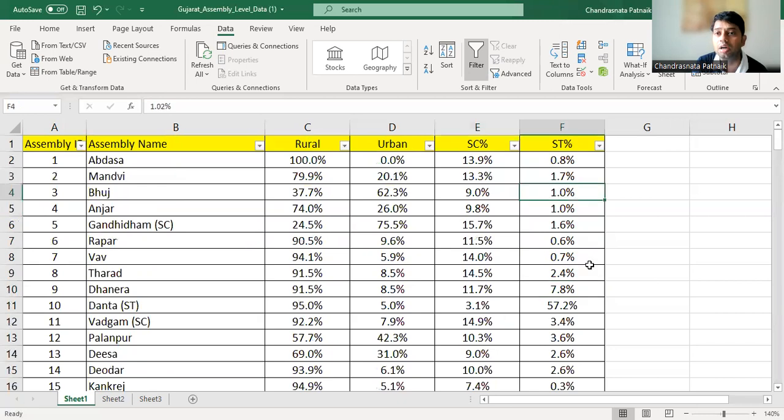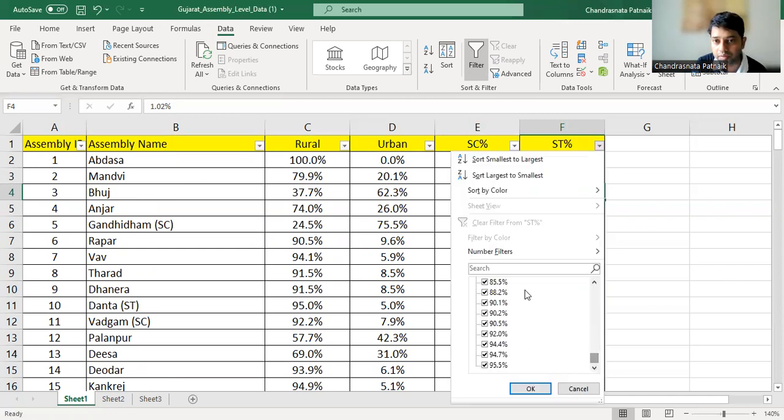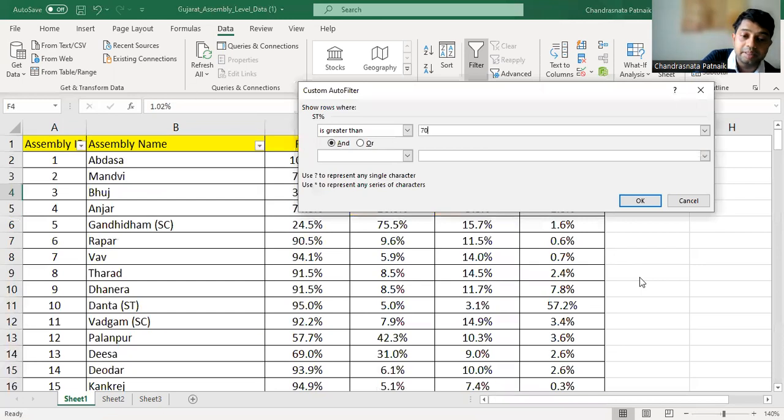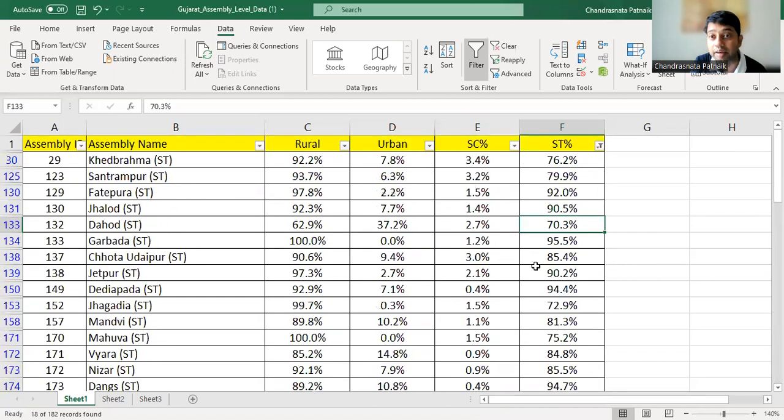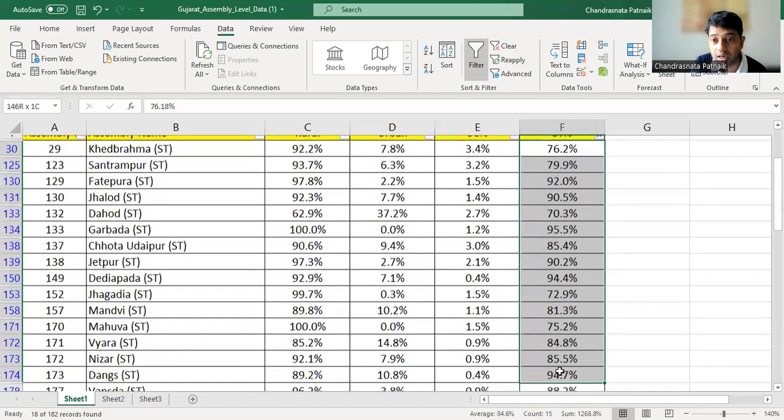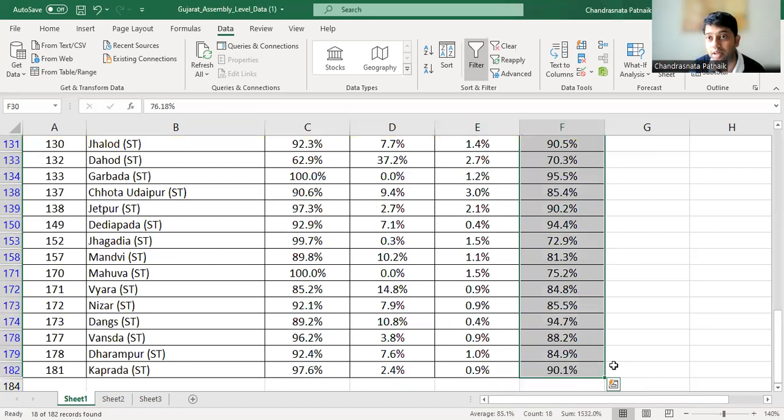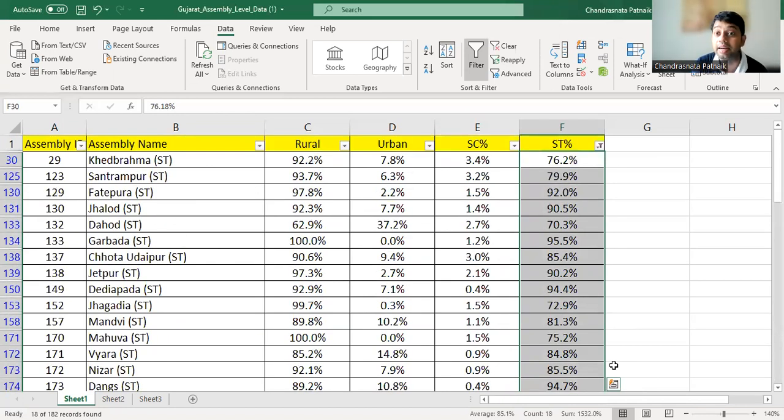To win a seat in Gujarat, you need to poll close to 45% of the vote, approximately. I'm talking about an approximate number, considering a 2-corner fight. In a 3-corner fight, the number may come down slightly. Now, taking the ST population, if you look at greater than 70% ST population, how many seats are there? This number is significant. There are 18 seats where the ST population is greater than 70%.